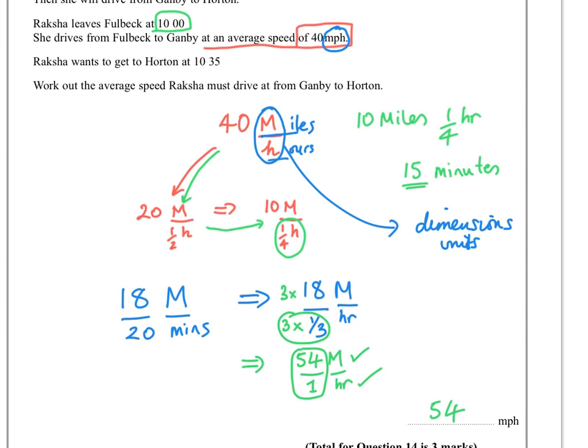So whatever you do, just read the question, get the units, and if you've got miles per minute, that's fine, but you've got to get it into miles per hour, and you can just do that conversion. So it's just about using your number skills to try and make it per hour, and then you're okay. So 54 miles per hour would be my final answer there.